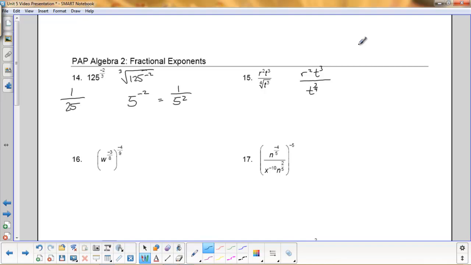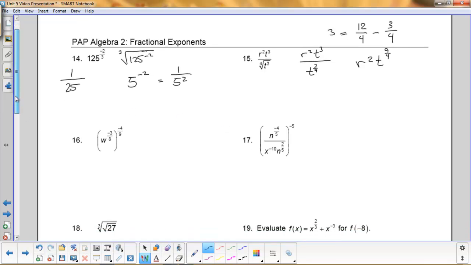So I'm going to do 12 over 4, because that's what 3 is, with a common denominator of 4. So I'll just rewrite that. 3 equals 12 over 4. And then I'm going to subtract 3/4 from that, which will give me 9/4. So my final result here is r squared times t to the 9/4 power, because the larger number 3 is on top. That's why the t remains there as well.